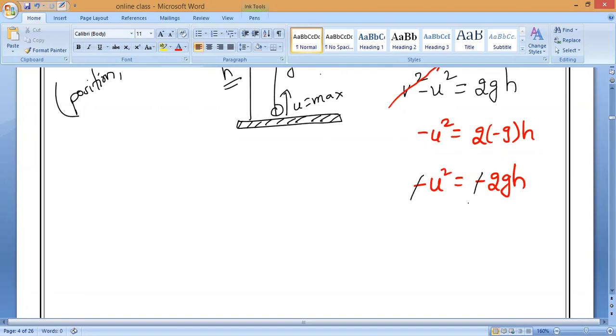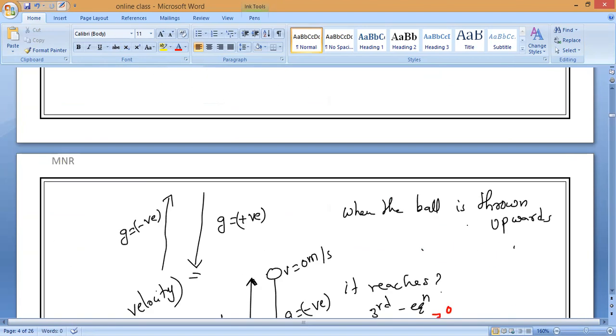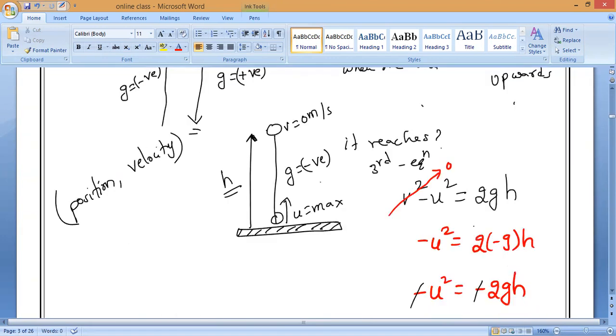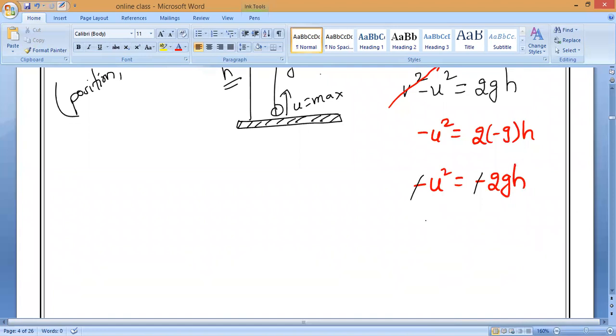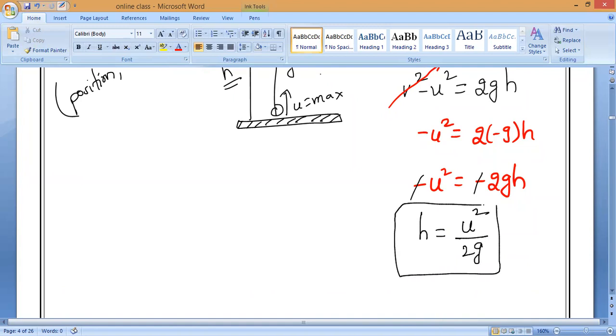Now, read the question. What am I asking? When the ball is thrown upwards, what is the maximum height it will reach? So we want h. So h equals what? h equals u square by 2g. That's all. You can use this formula directly whenever they ask.